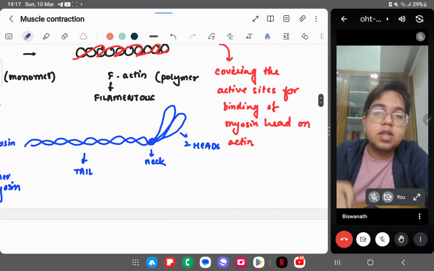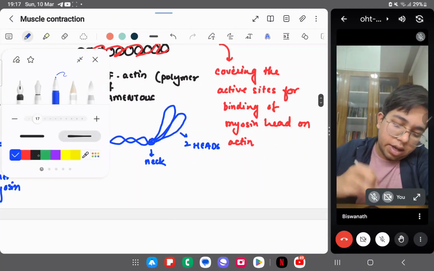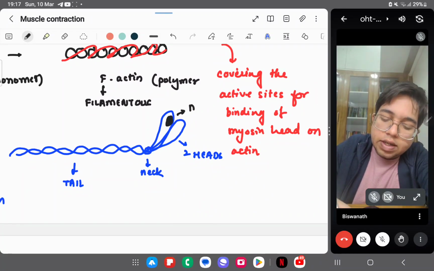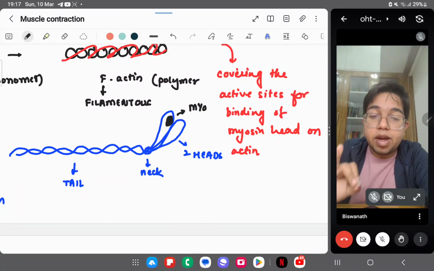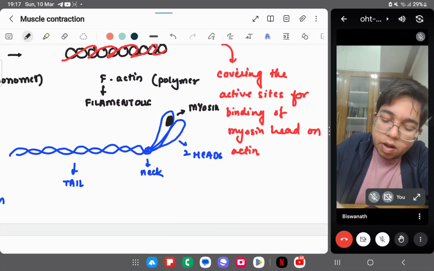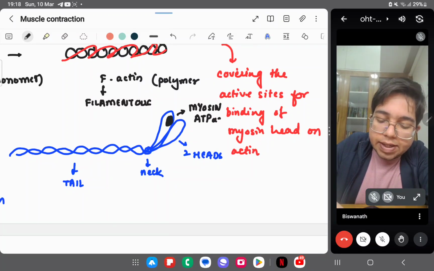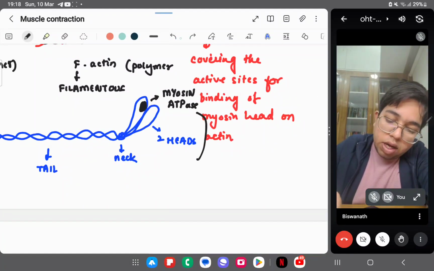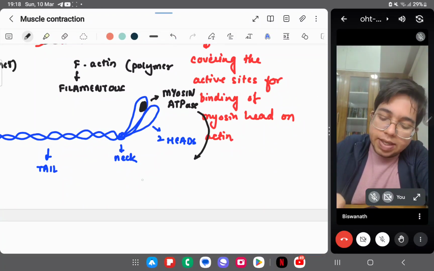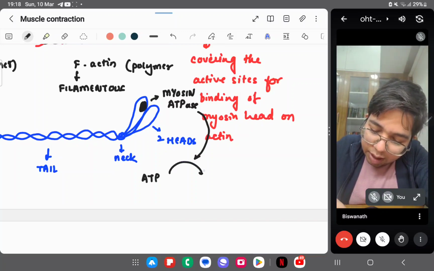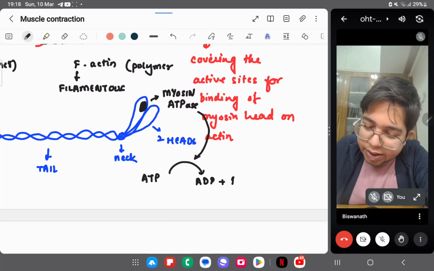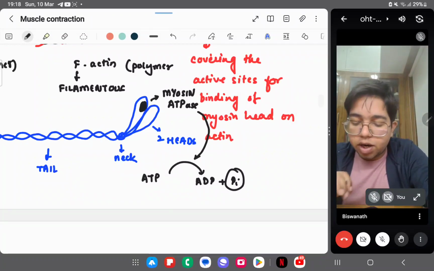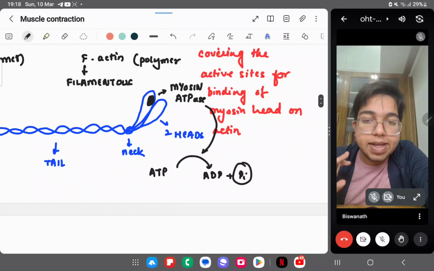There are two heads, and here an important enzyme is present. Just remember it forever. It is called myosin ATPase enzyme. We'll see its significance soon. ATPase means what it will do? What will be the basic function of this enzyme? It will break down ATP into ADP plus inorganic phosphate. That is the work of the myosin ATPase enzyme.